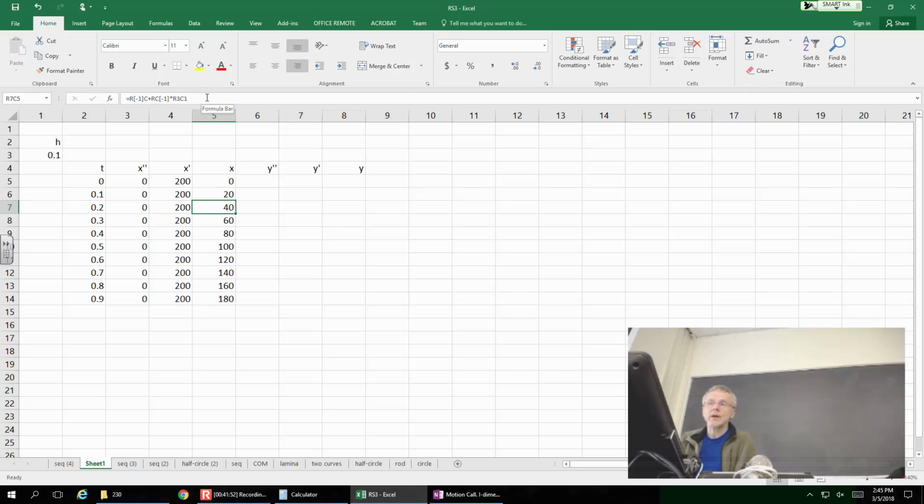Okay, and as you can see, that works out. We go every 0.1 seconds. We move on by 20 feet, 20 feet at a time. Why? Because the speed is 200. So that works out just fine.